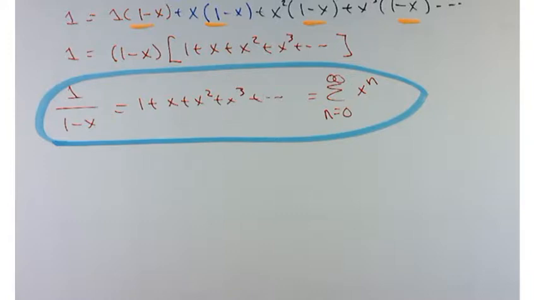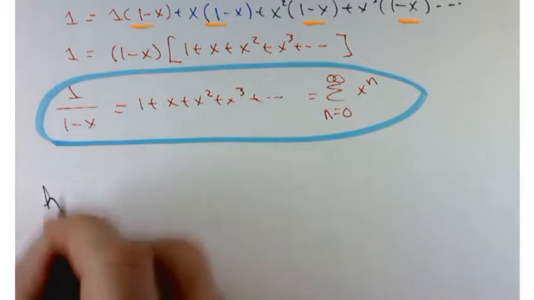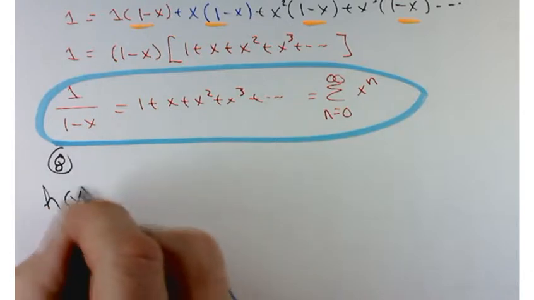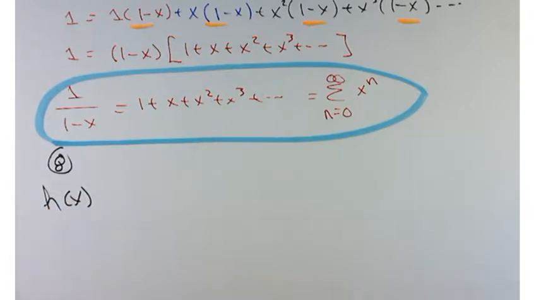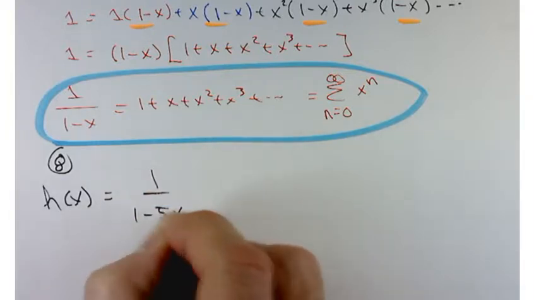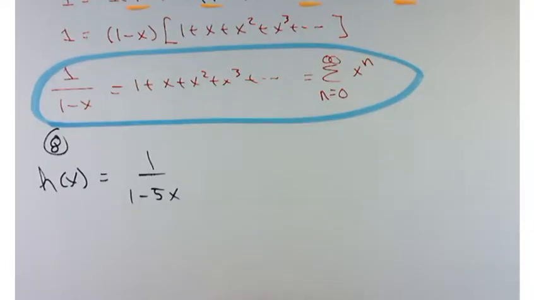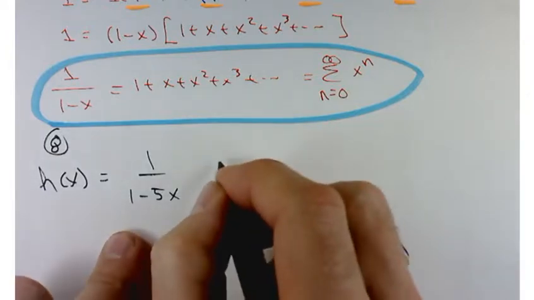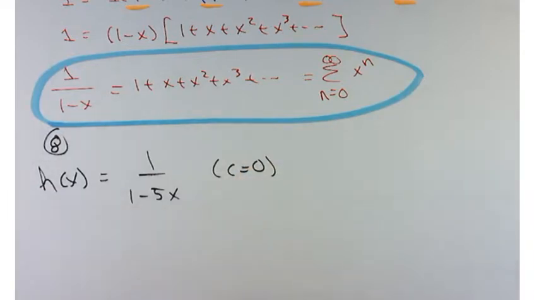So we'll start with problem number 8, which asks us for a series for h of x equal to 1 over 1 minus 5x. Okay. Well, we're in pretty good shape here. They want this series centered at c equals 0. So that's good. That's going to make our life even easier here.